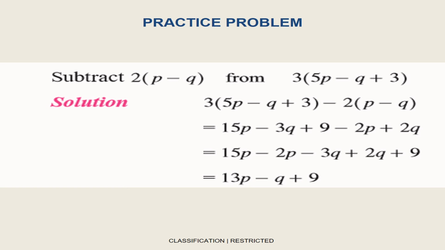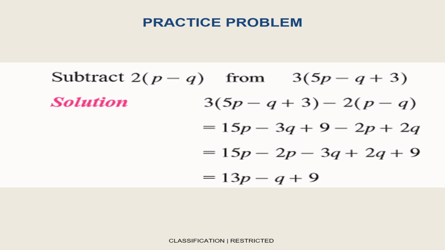Next, we will go to the practice problem. Here, subtract 2 times bracket p minus q closing bracket, from 3 times bracket 5p minus q plus 3. Same rule. First, from which term do we subtract? 3 into 5p minus q plus 3.